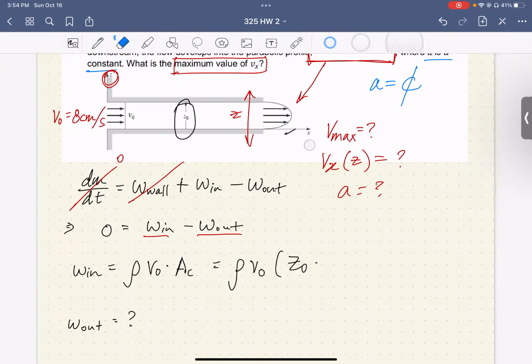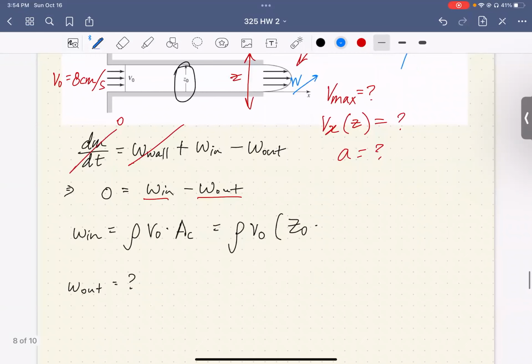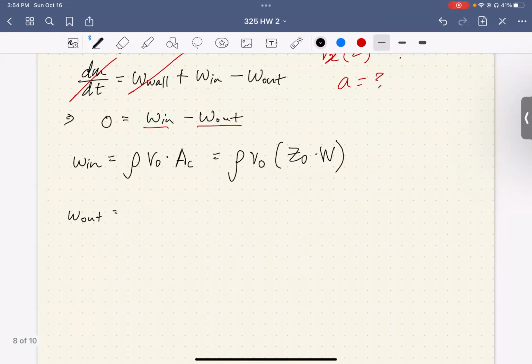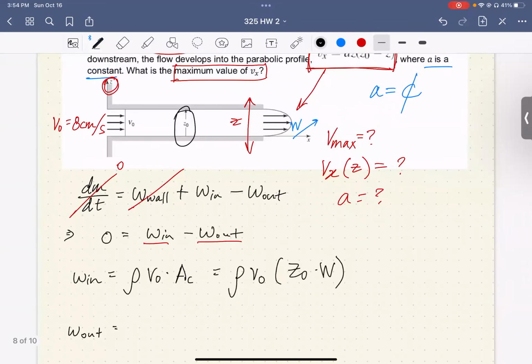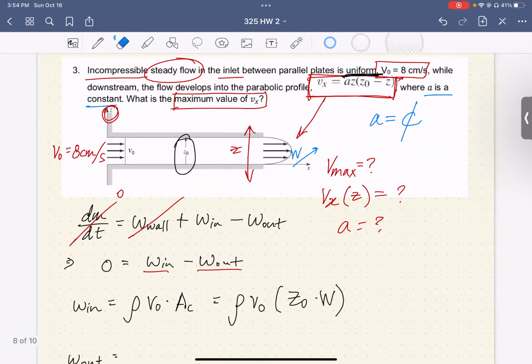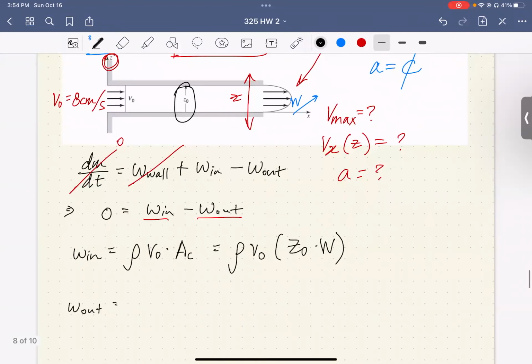Sorry about that. Let me write this out better. We have an arbitrary width W, and I'll show you why that works. So we will do that. Then let's go on to W out. We know in this case, we can't use this expression because we actually have a profile of flow. It's not a uniform flow. So using an average velocity would be a terrible approximation of this flow, right? So we're going to use the integral.